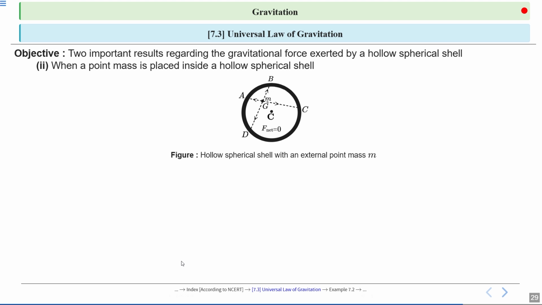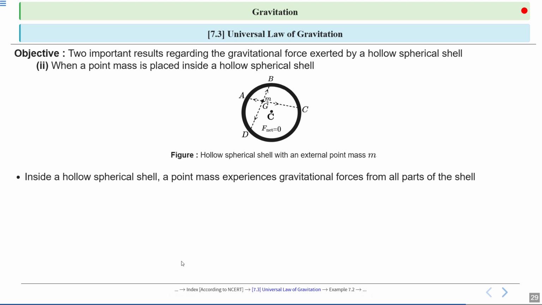So second is, consider when a point mass is placed inside a hollow spherical cell. As you can see in the figure, we have a hollow sphere with a point mass located inside it, small m. This setup is important for understanding the unique gravitational interaction that occurs within the cell.